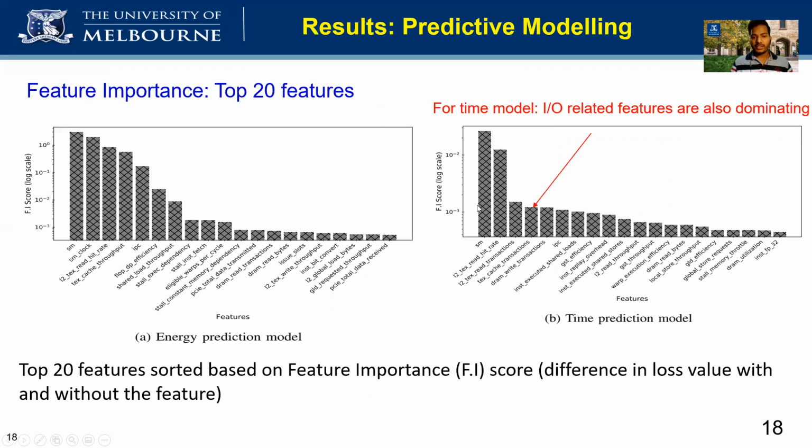Out of all those 120 features we collected, to identify which features actually contribute to accurate prediction of energy and time, we did a feature importance study. This result shows individual features on the x-axis, and the y-axis shows the feature importance score, which signifies what the RMSE values will be with or without this particular feature. Based on this, we found that 20 features are good enough to accurately predict the execution time as well as energy. These results also show that for time prediction models, IO-related features like DRAM write transactions are more significant than for energy prediction models, which signifies IO-related features are more dominant in predicting time compared to the energy models.